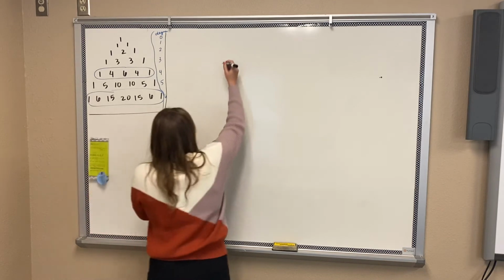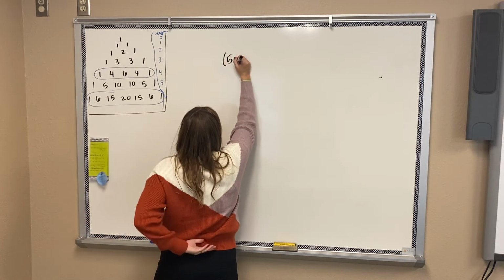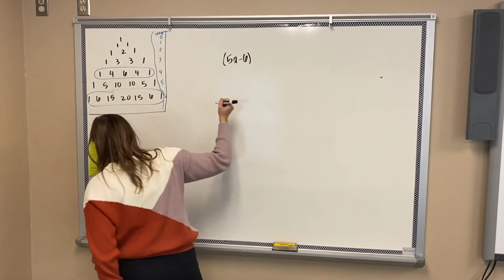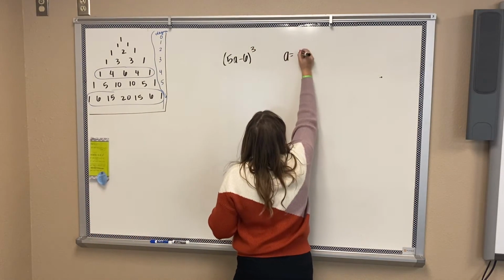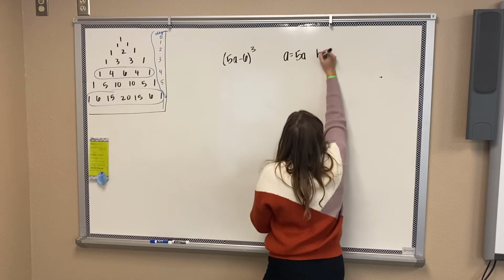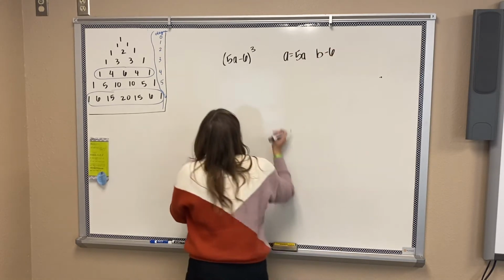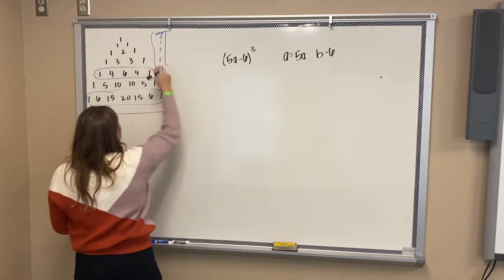5a minus 6 raised to the 3rd power, okay? So our a is 5a, and our b is negative 6. Our degree is 3, so that would be 1, 3, 3, 1.